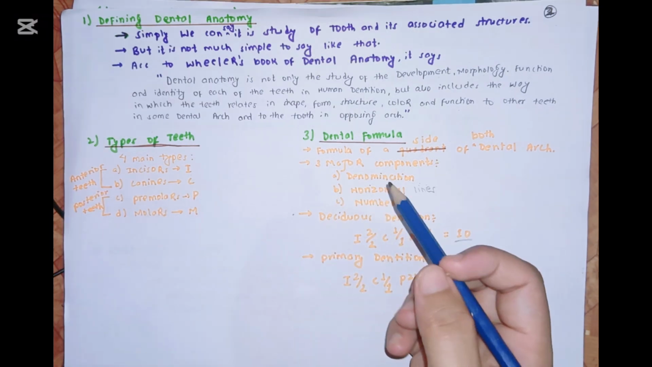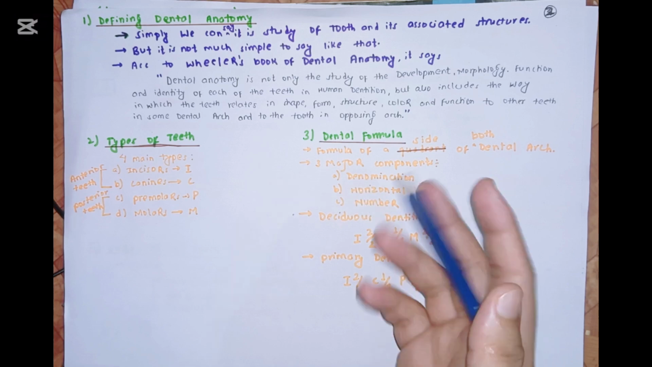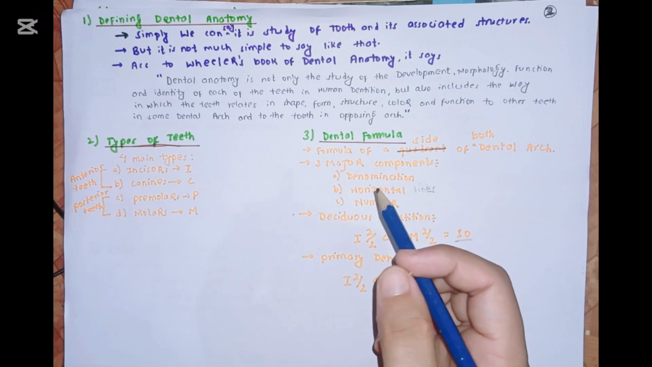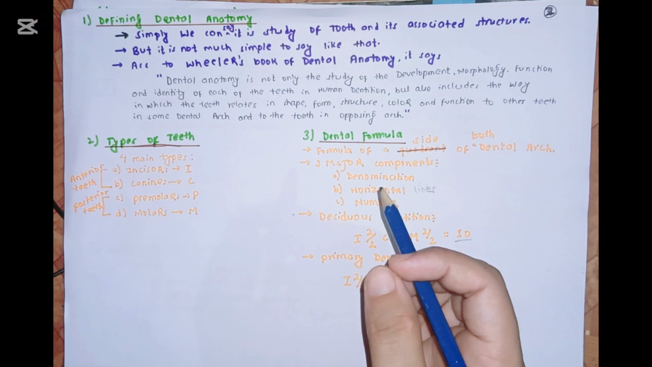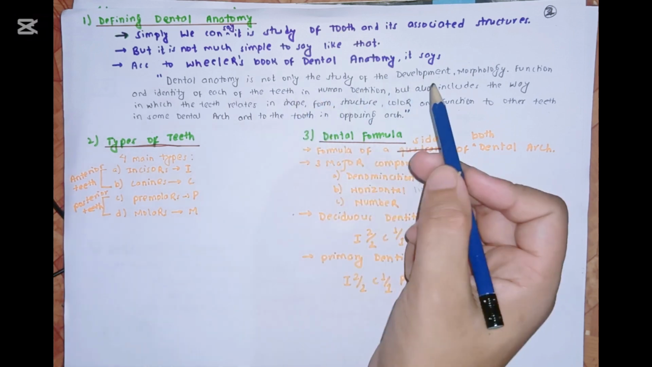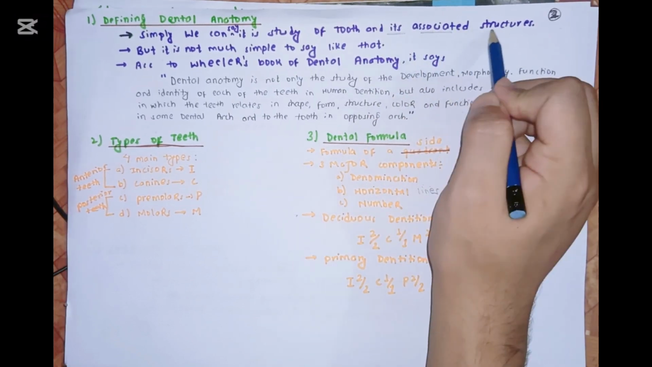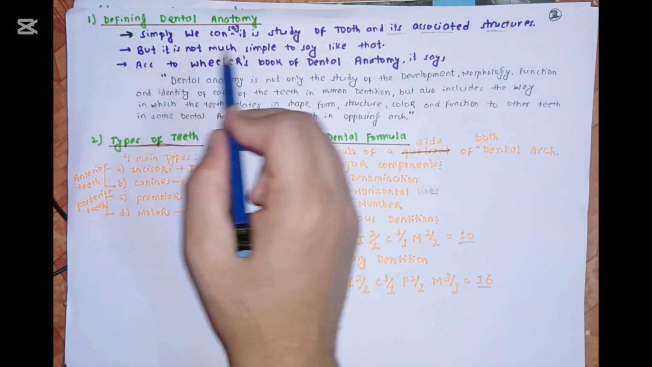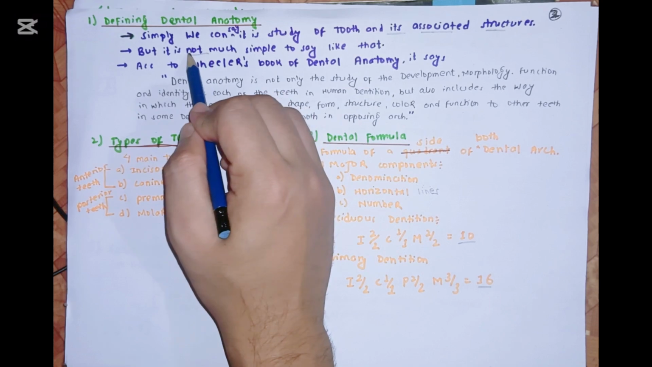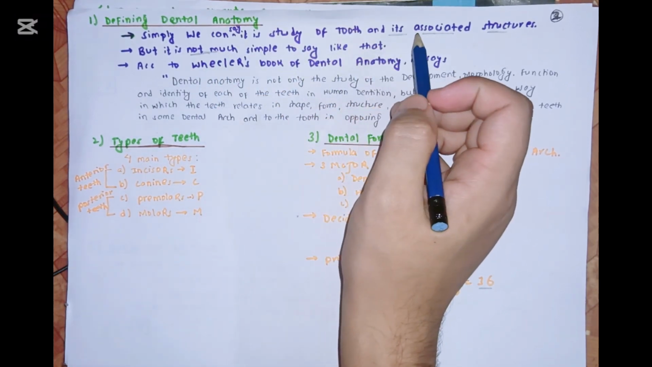Let's start our topic with the definition of dental anatomy. The simple definition is that dental anatomy is the study of the teeth and their associated structures. But it is not so simple to say it in such a way.